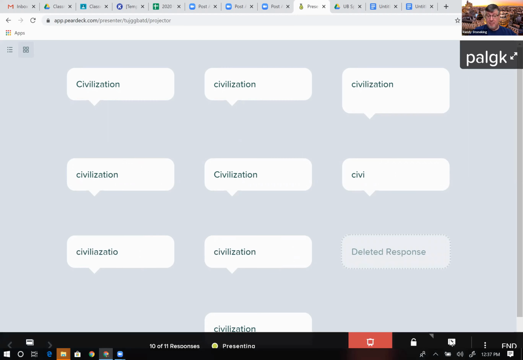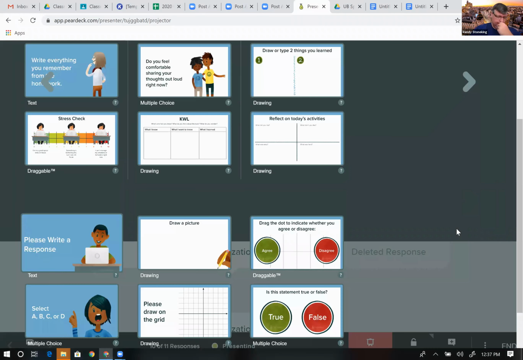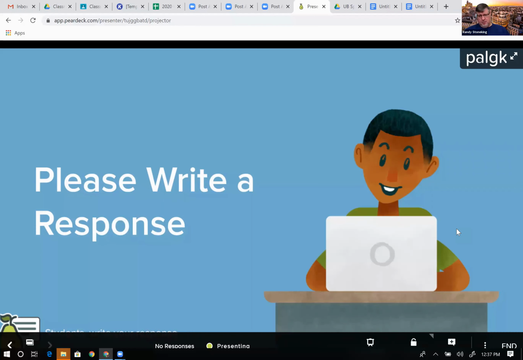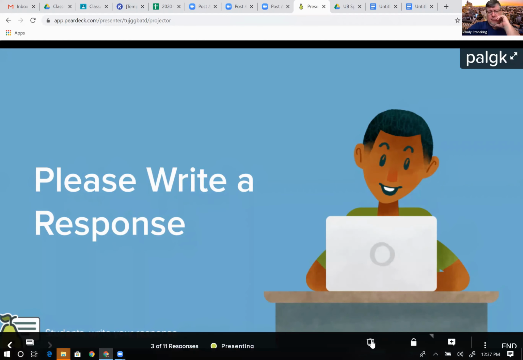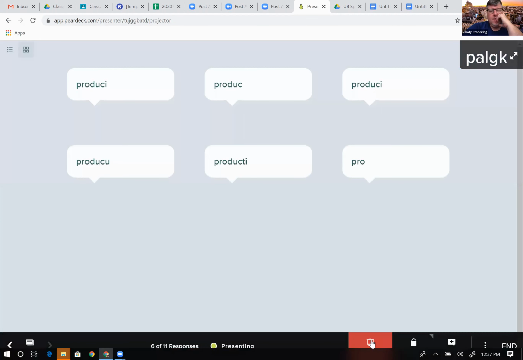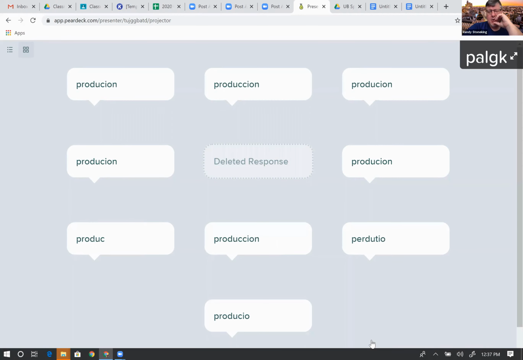Okay, so let's do this backwards. We're going to stay with the same pattern, but let's do this backwards. What if I give you the word production? Production in English. Can you write it in Spanish? There we go. So actually, you can see the responses, what people are putting there.